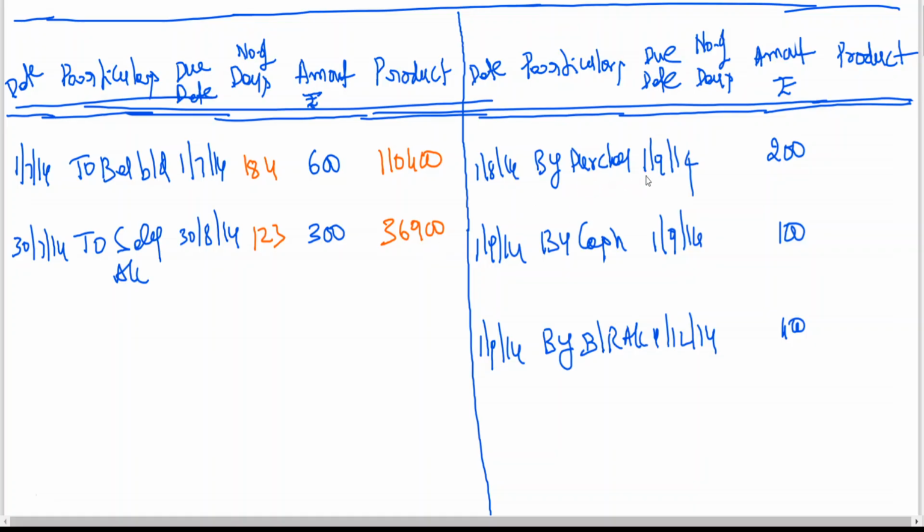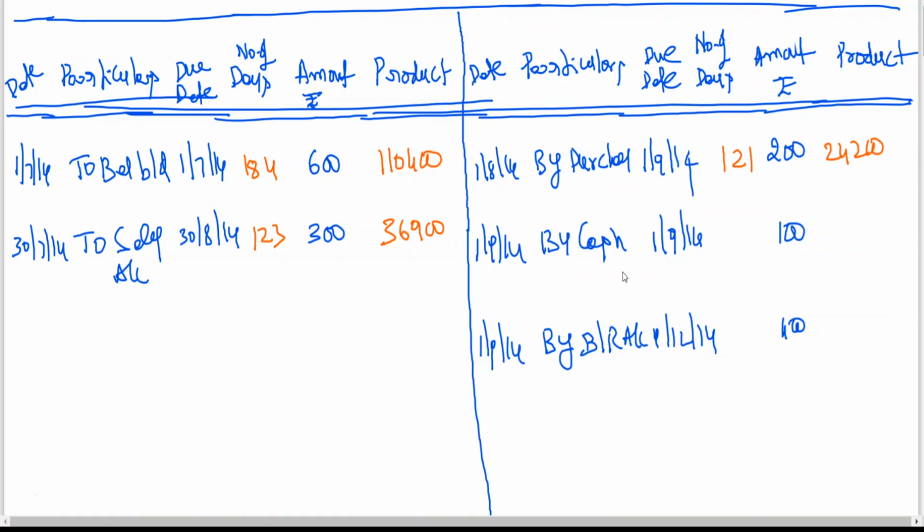Next, similarly calculate here. 1st September 14. September how many days? 30 minus 1, 29. October 31, November 30, December 31. It is coming to 121 days. 121 days into 200 is 24,200.